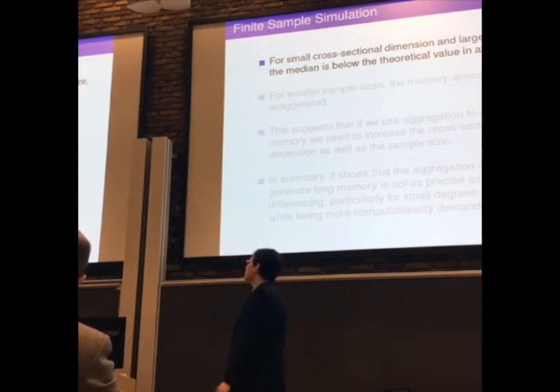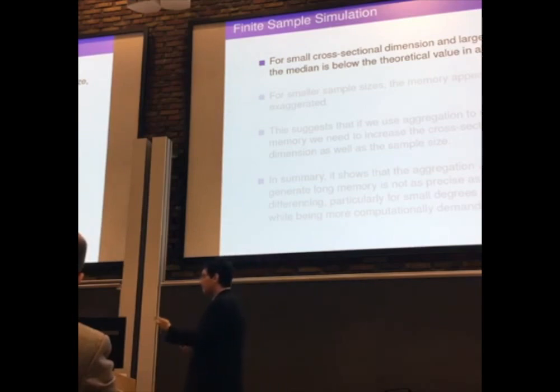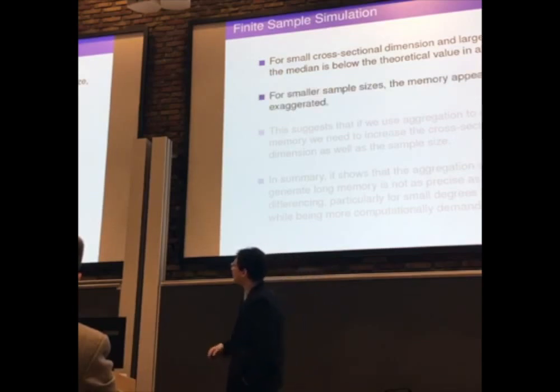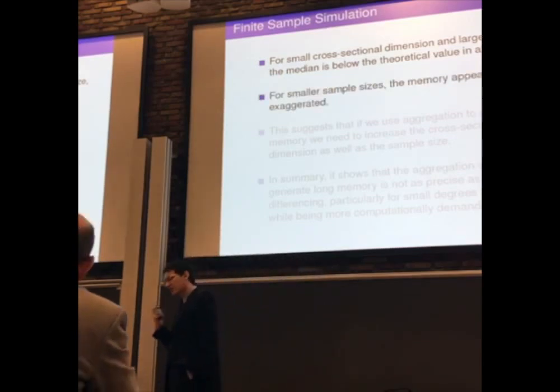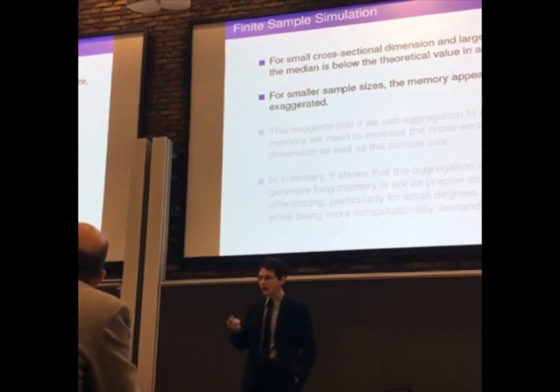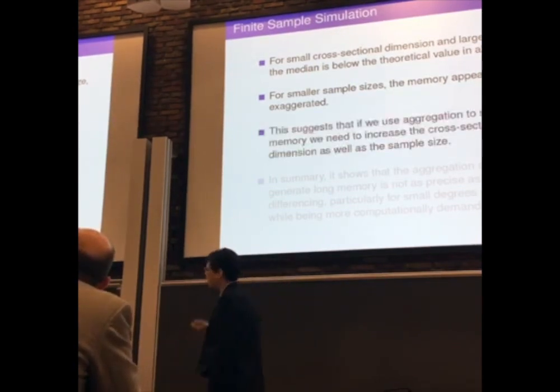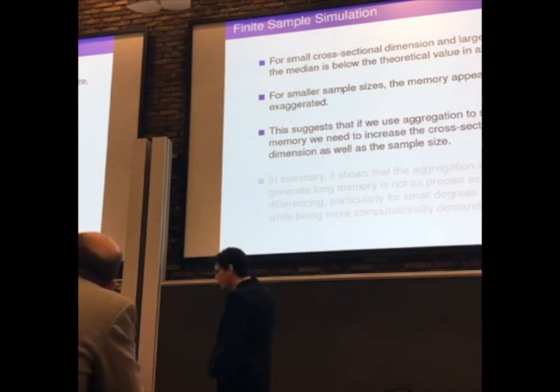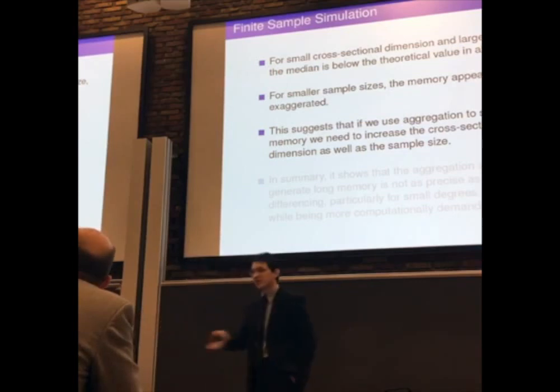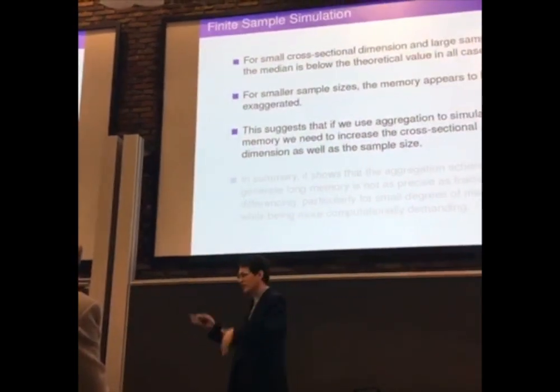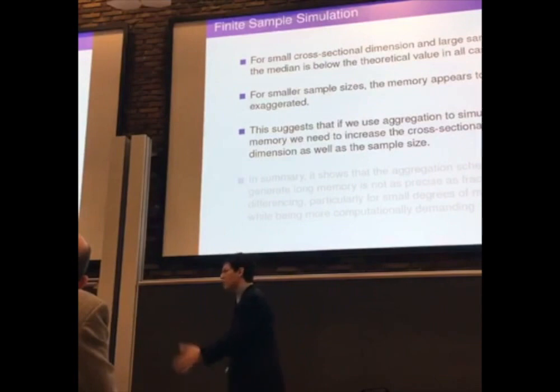So small cross-sectional dimension. We saw that the values are below the mean for all cases. If the cross-sectional dimension is smaller, with a smaller sample size, the memory appears to be exaggerated, so we are generating more memory than we wanted. Maybe it's the case that the estimator doesn't have enough information. Yet what they both suggest is that if we want to get a big sample size, we should also increase the cross-sectional dimensions. So if we want 10,000 observations, we probably need a bunch of layer 1 processes to get there.